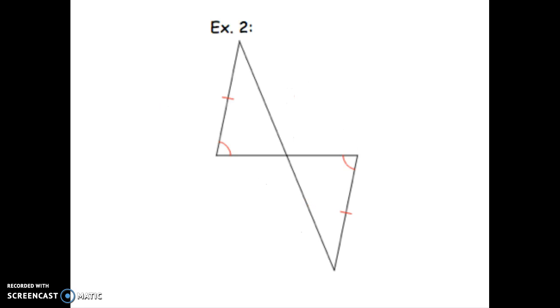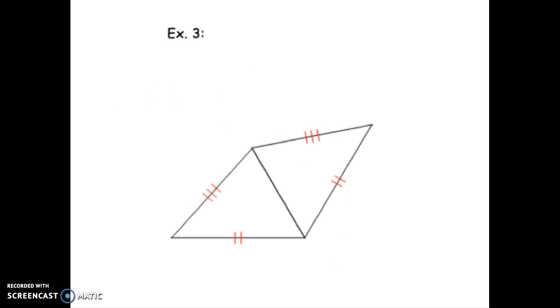Example 2. So again, we see that these triangles share an angle, which tells us that these angles are congruent. And we're using two angle arcs because we already have one angle arc used. So as we take a look here, we see that we have one angle, another angle, and a side. So this reads angle, angle, side, angle, angle, side. It can't be angle, side, angle because the side is not between the two angles. So this theorem is angle, angle, side.